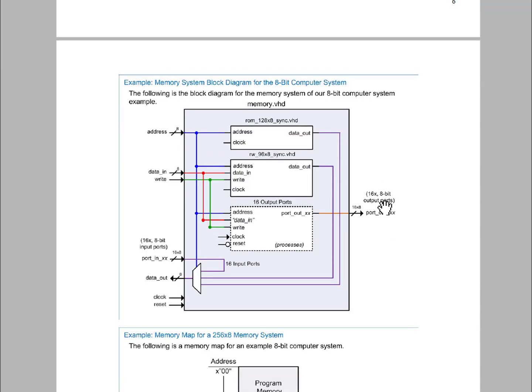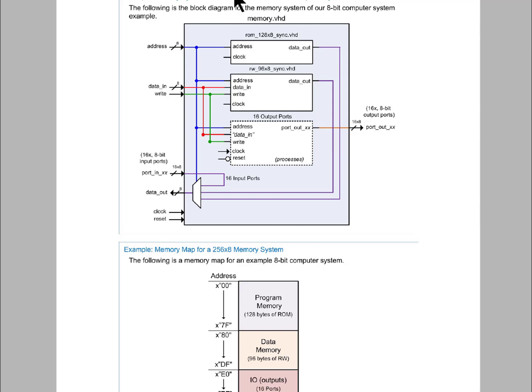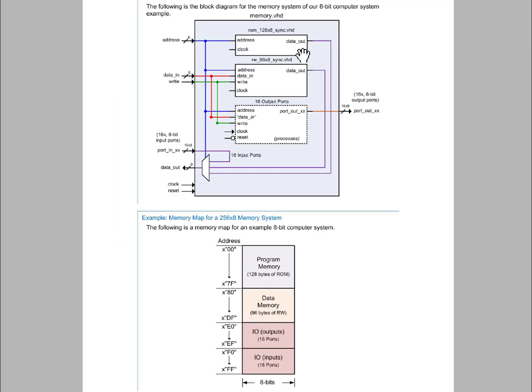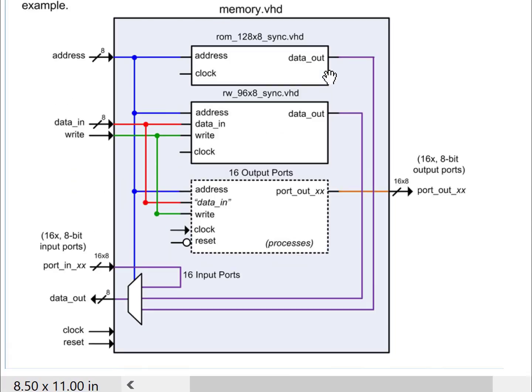If you look at the memory system, there's two important components of the memory system. The first is the block diagram, which you see right here. So you're going to see this memory.vhd, and then within it you're going to have program memory in the form of a ROM, you're going to have data memory in the form of read-write, and you're going to have output ports, which are in the form of 16 independent registers, each with an associated address. And then you're going to have the input port logic. And the input port logic is actually nothing more than just routing specific input ports to the output of the memory system based on the incoming address. So the input ports don't get latched. But this is what the memory system is going to look like.